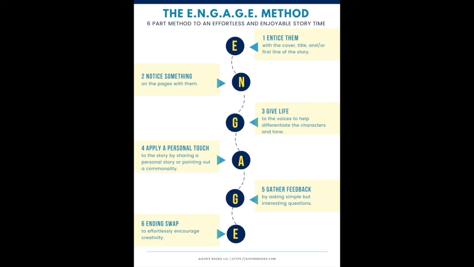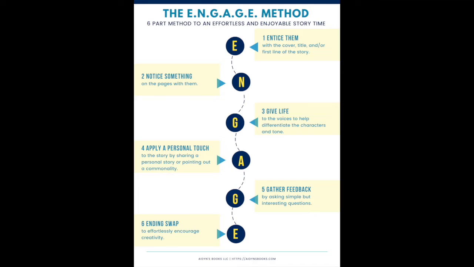So we have this 6-part E.N.G.A.G.E method. If you're seeing this, you got the PDF and you know what the E.N.G.A.G.E method is, but I'll just go through it real quick. And on the rest of the video, after I go through the method, we'll just talk about part 1, how to entice them in a story. So number 1 is entice them with the cover, the title, or the first line of the story. Number 2 is notice something with them. Number 3 is give life to the voices. And this session is going to be fun because I get a little crazy with the voices, y'all.